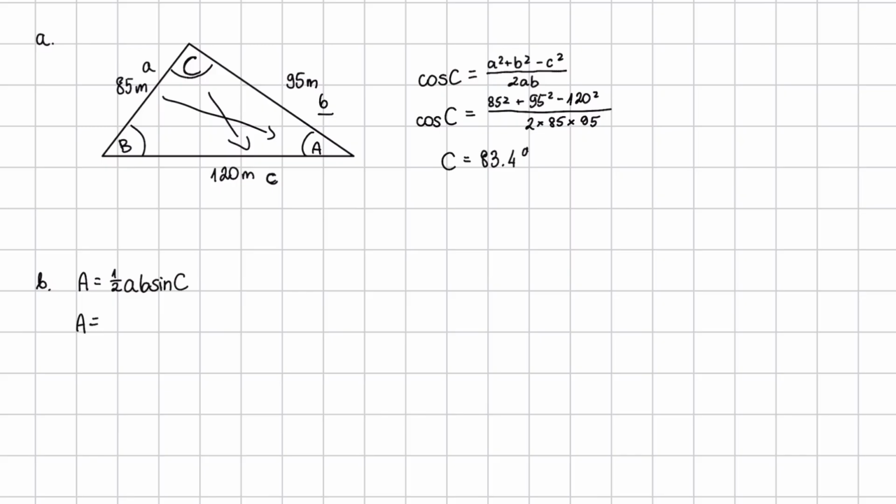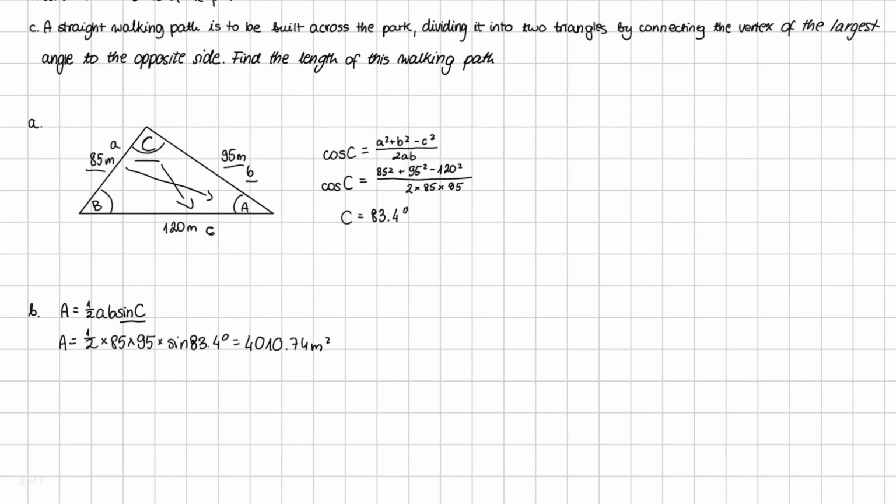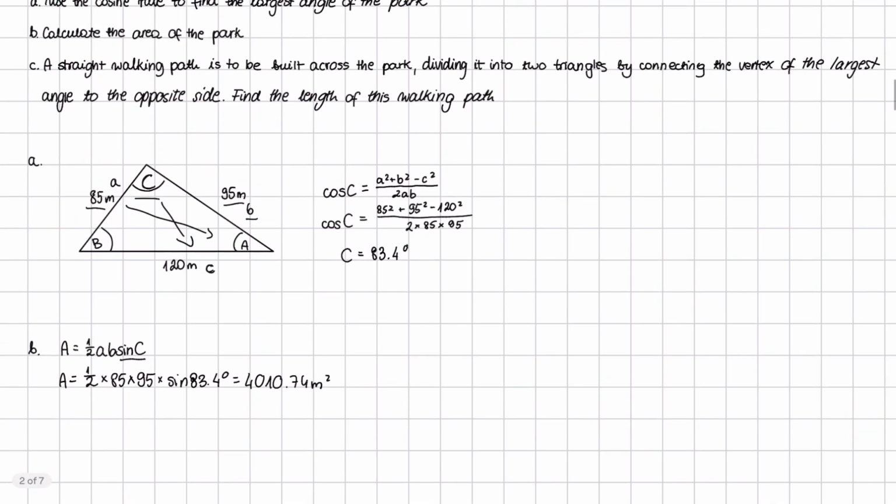So we have 1 over 2, and we take these sides, so 85 times 95, and times sine C, so the angle between them, so times sine 83.4 degrees, and we have to calculate it. So the area is 4010.74 meters squared.